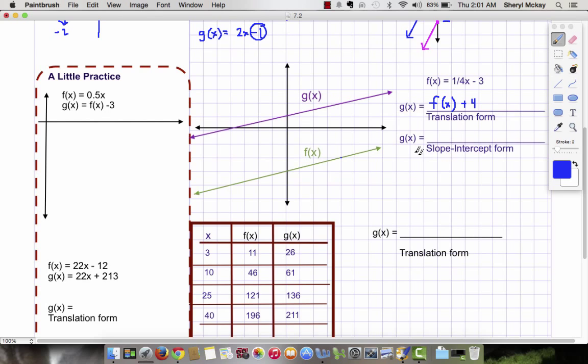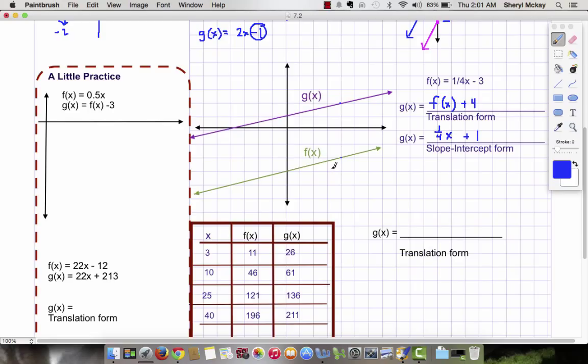And if I wanted to write g of x not in translation form, but in slope-intercept form, I could look at my g of x, and I could graph it because it's graphed. I could figure out what the equation is, and that is g of x crosses the y-axis at 1, and its slope is up 1 over 4. So it's 1/4 x plus 1.